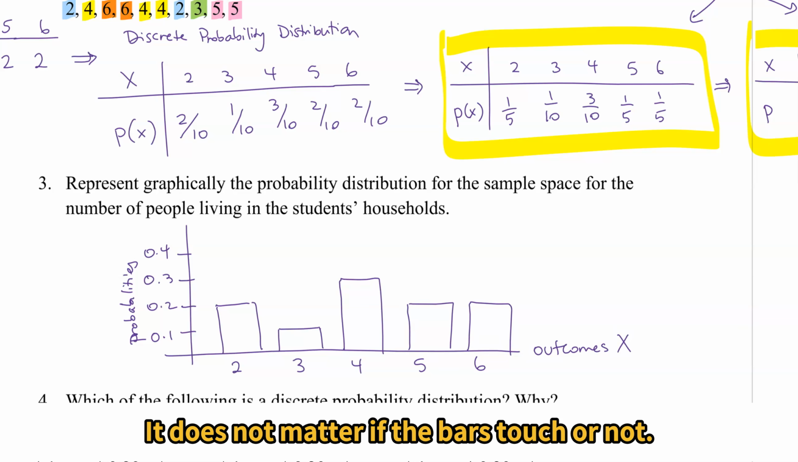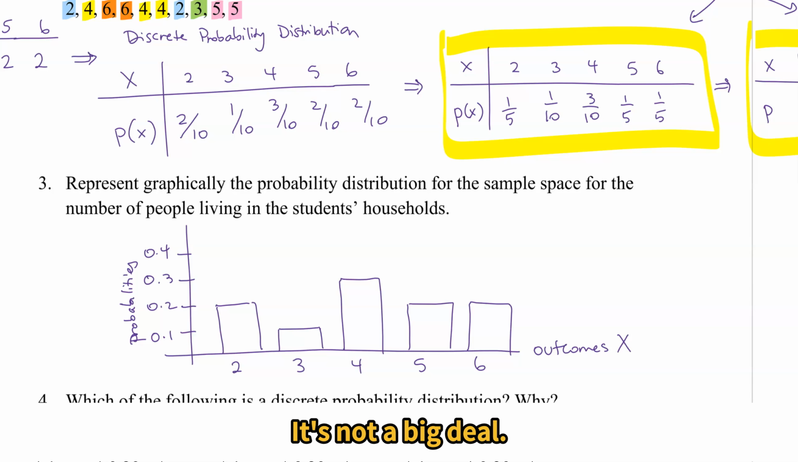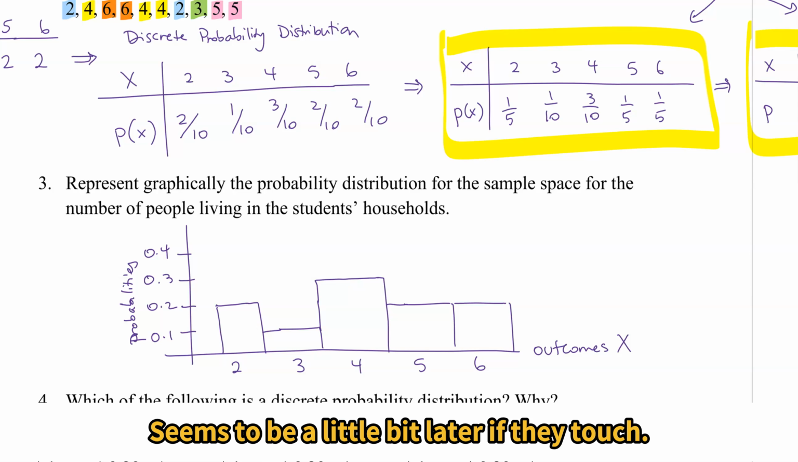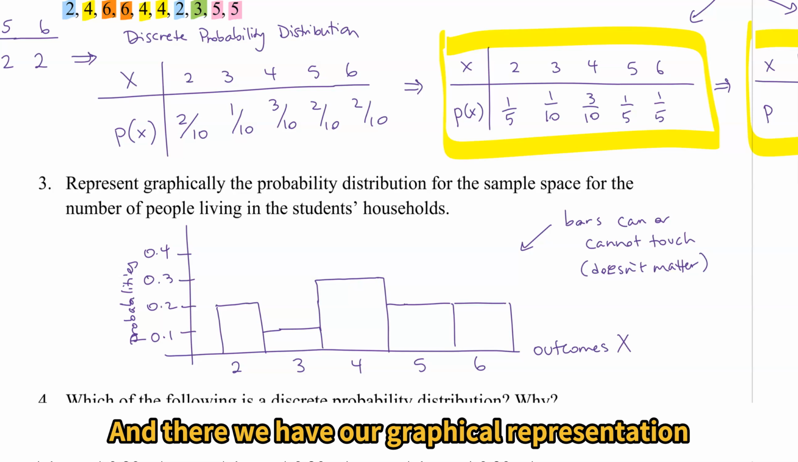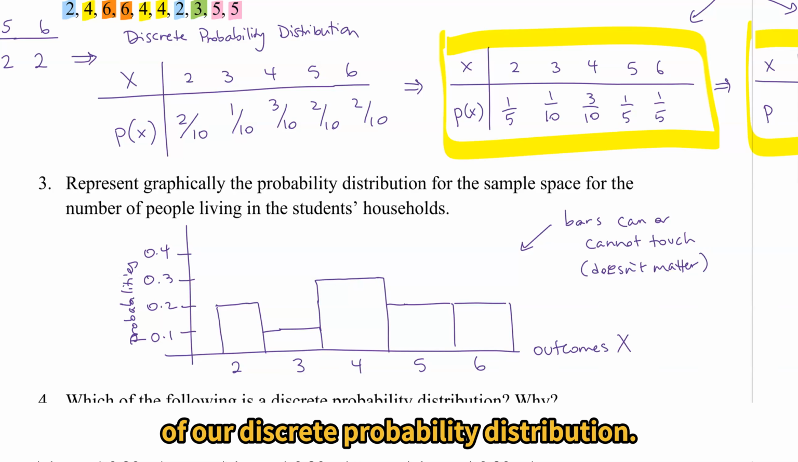It does not matter if the bars touch or not. It's not a big deal. Seems to be a little bit neater if they touch, but for this, the bars can or cannot touch. It doesn't matter. And there we have our graphical representation of our discrete probability distribution.